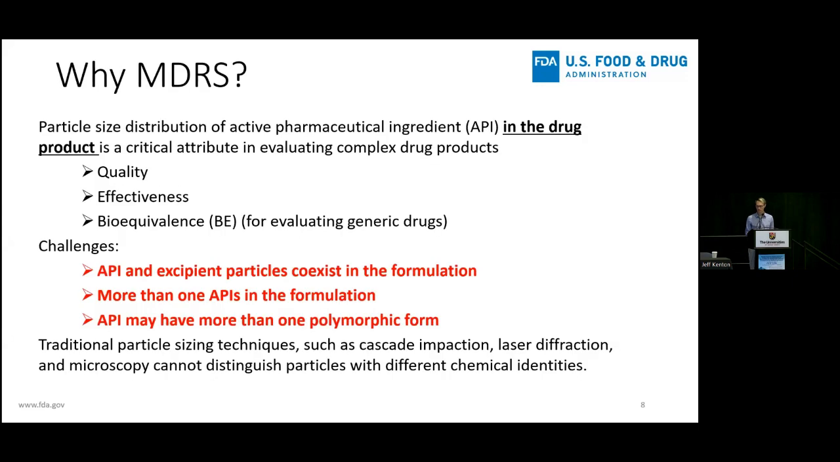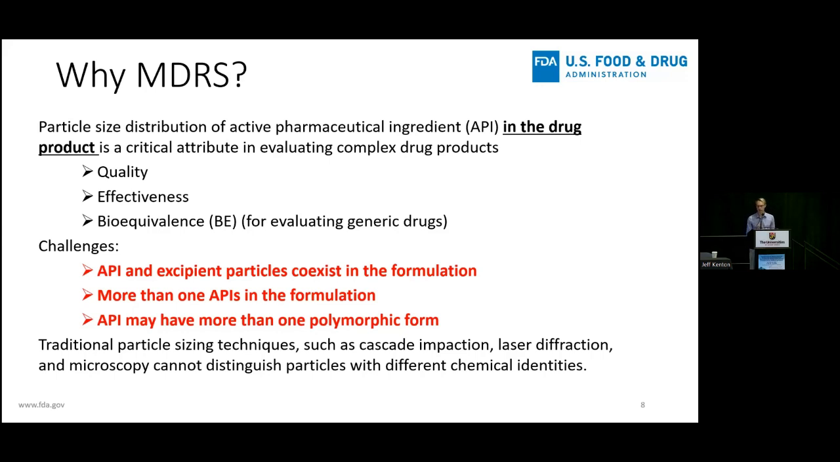So why would we want to do this to begin with? Well, if you learn one thing from this talk, it's that we are after the particle size distribution of the API in the drug product. So we want to isolate this from everything else that's in the formulation. So that is what we are after. This assures we get quality, effectiveness, and what we are ultimately after is this bioequivalence for evaluating generic drugs. And that's why we're here today.